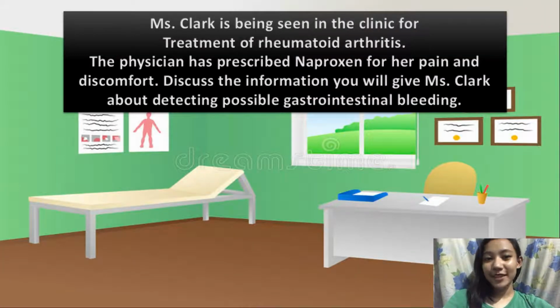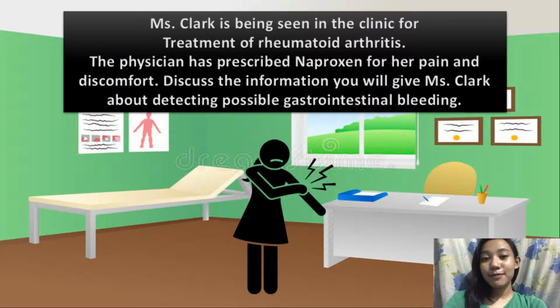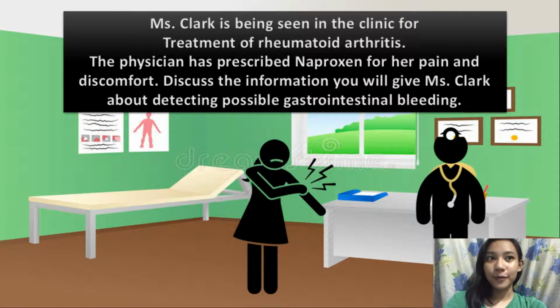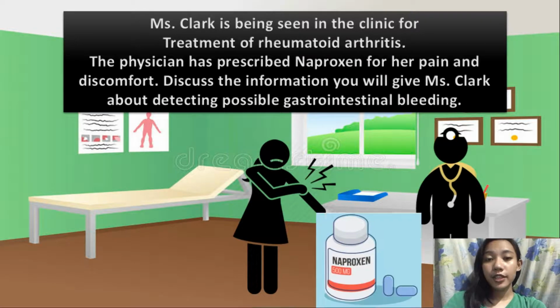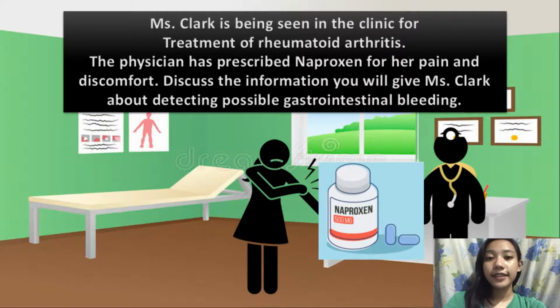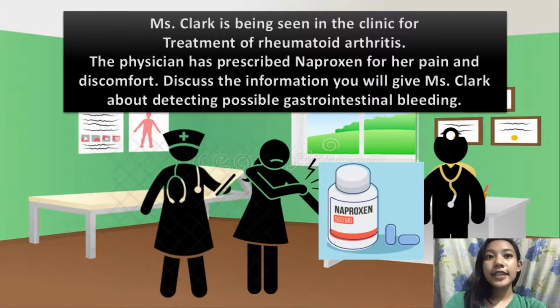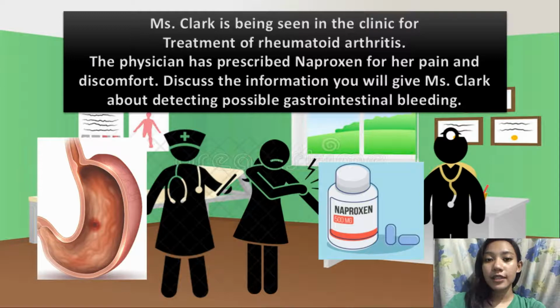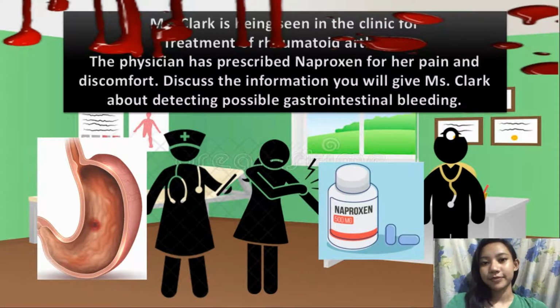So here is my sample case. Miss Clark is being seen in the clinic for treatment of rheumatoid arthritis. The physician has prescribed Naproxen for her pain and discomfort. Discuss the information you will give Miss Clark about detecting possible gastrointestinal bleeding.